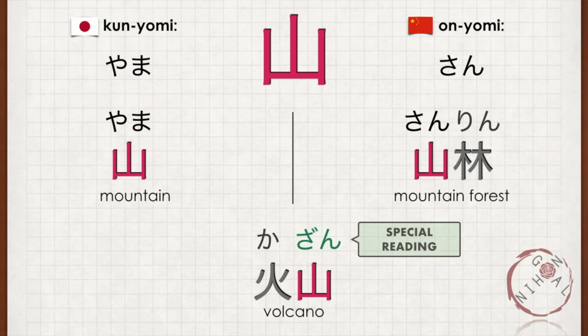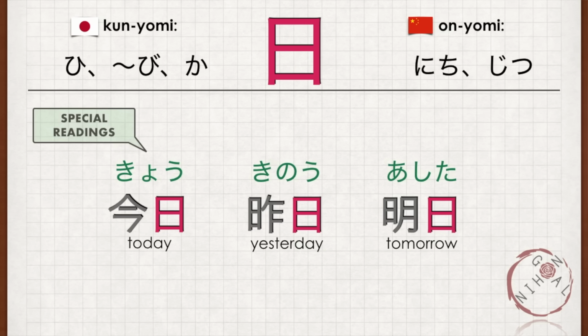I say general rule because there are many words that don't necessarily follow these rules, so just take this as a guideline. Aside from kunyomi and onyomi, kanji can also have other special readings depending on certain words or combination of kanji. Sometimes the sound will slightly differ from its kunyomi or onyomi reading, but there are times that it will be a totally different sound.